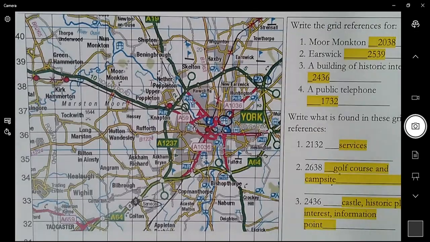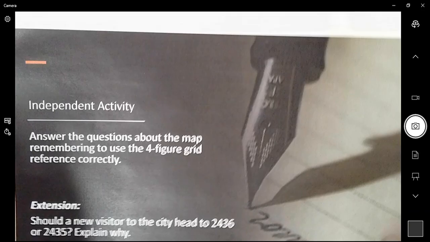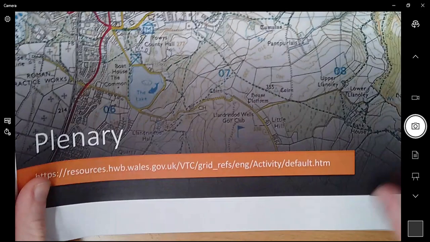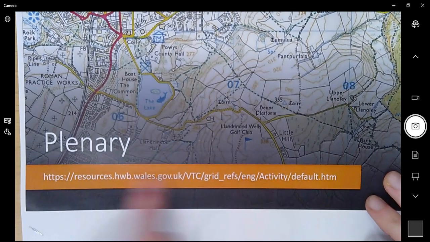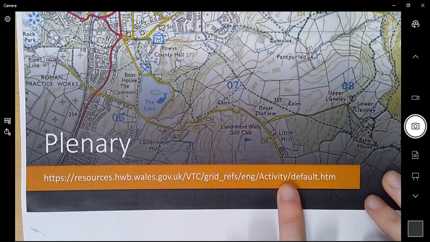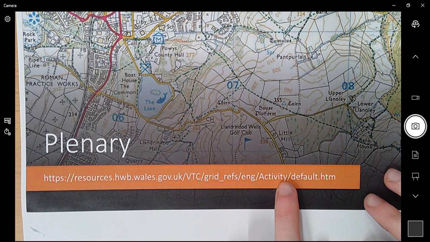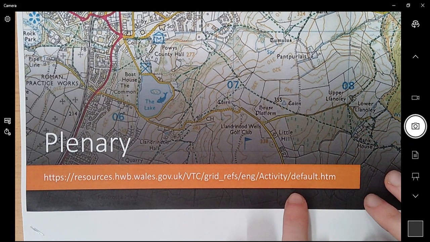And one other thing I'd like to show you, as a plenary or a conclusion, there is a game that you can play about OS map symbols. So there's a link here that I'm going to link up to the home learning, and you'll be able to practice using OS map symbols and reading 4-figure grid references as extra practice. It's a really good game, and I'd encourage you to do so if you have time.